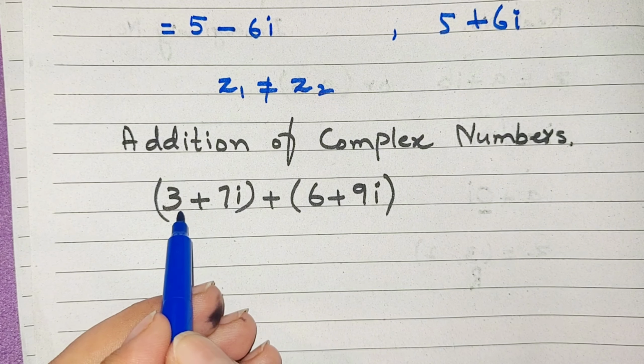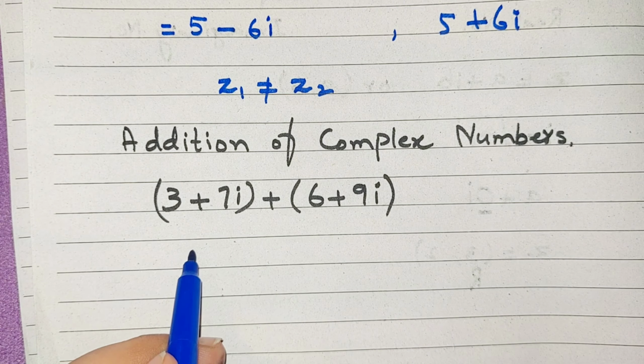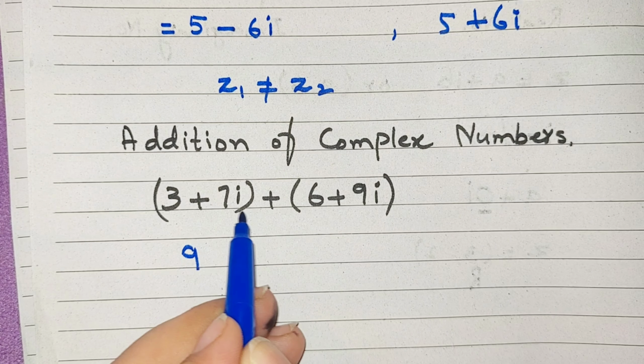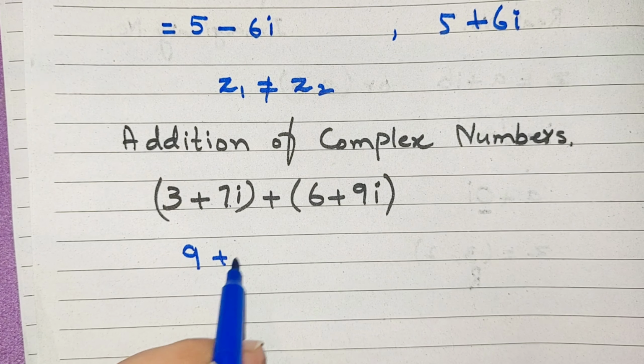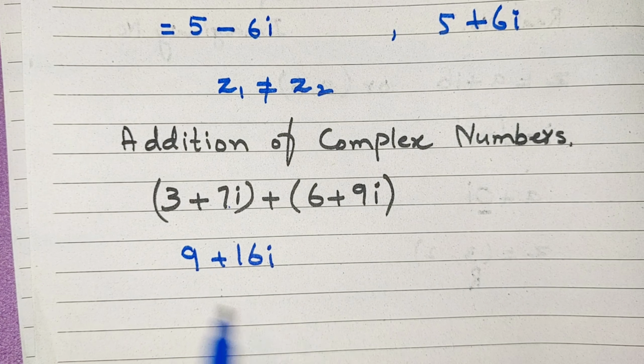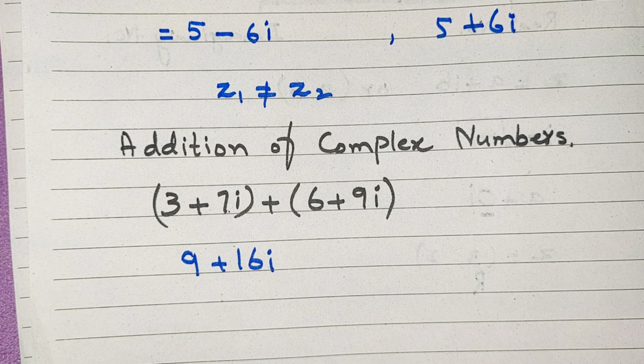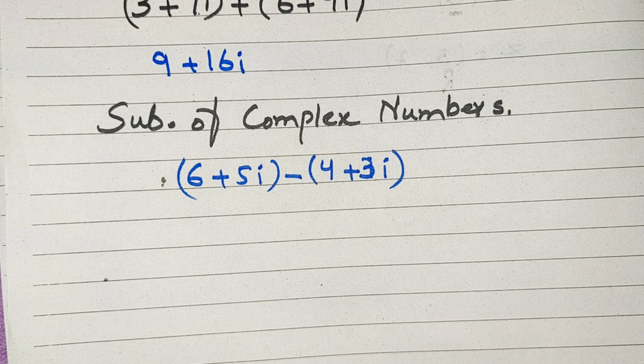So that means 3 plus 6 will be equal to 9, and when we add 7 iota and 9 iota, that gives you 16 iota. So this is the way to add complex numbers. And how to subtract complex numbers.